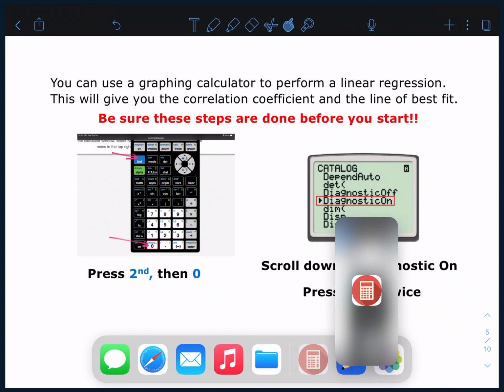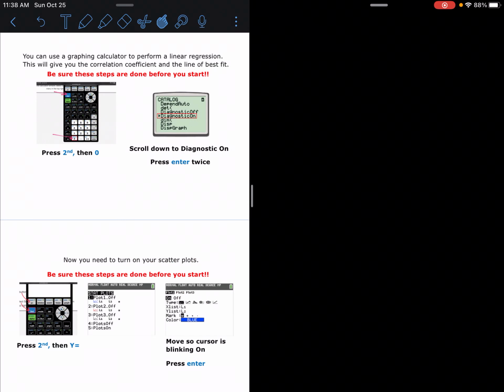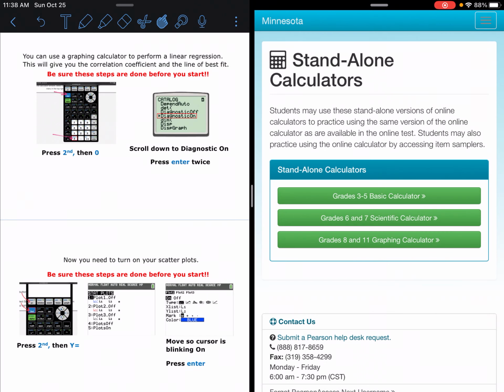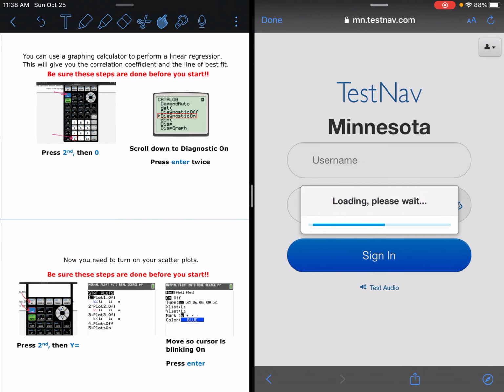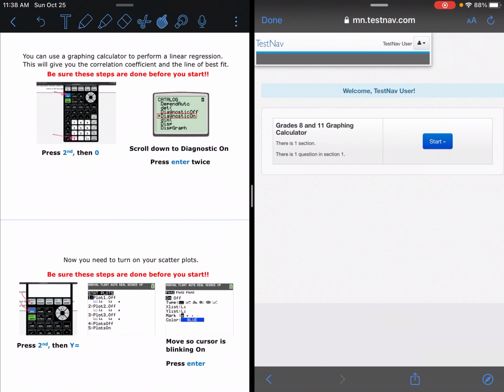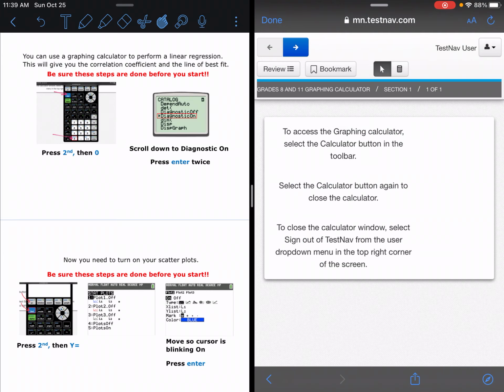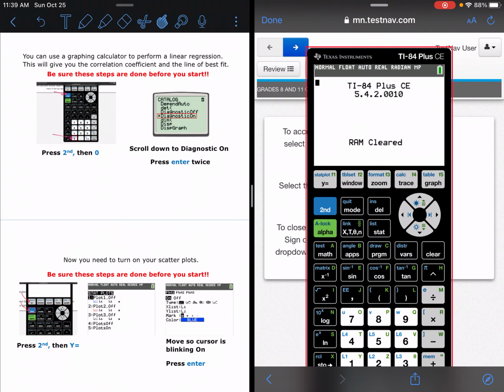Sometimes this has a hard time. Okay, so you want your grades 8 and 11 graphing calculator. I'm going to pull it up. Okay, I'm going to make this a little bit bigger.